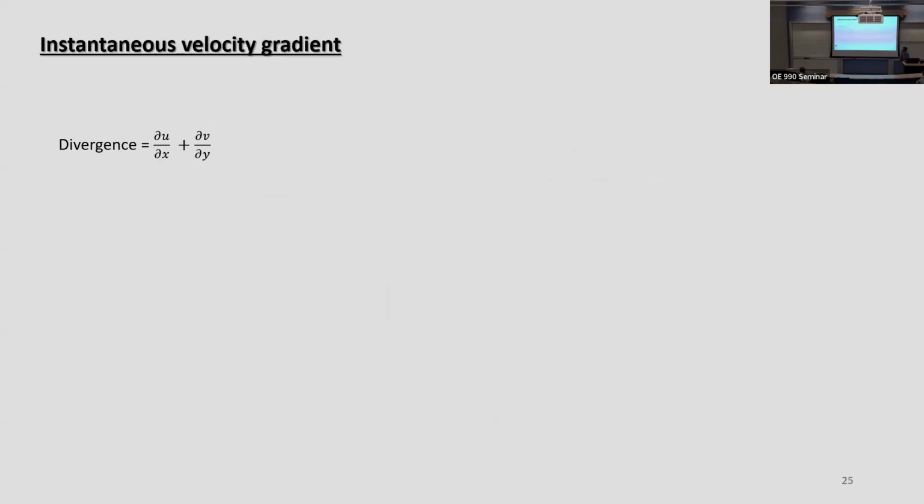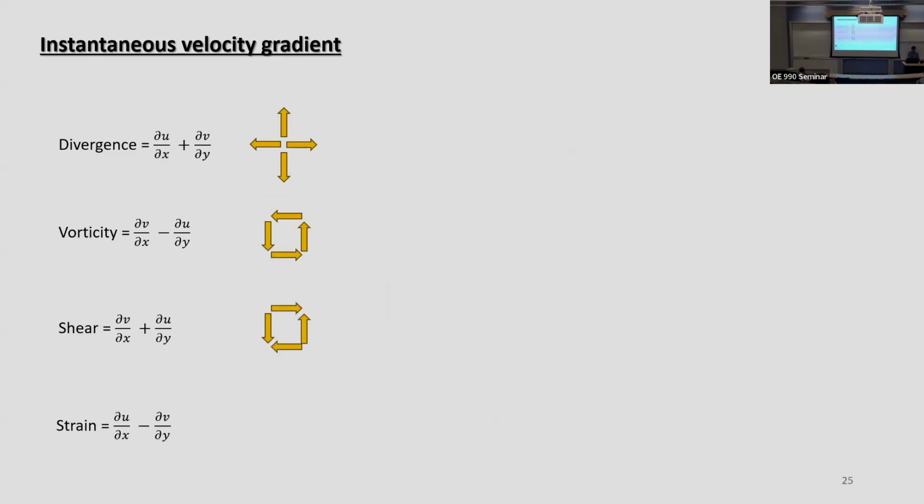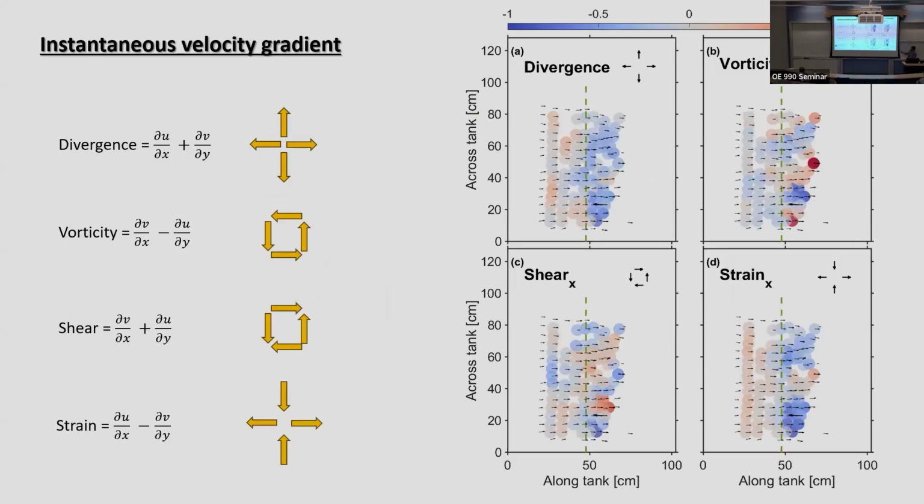Okay, moving on. So what would the instantaneous velocity gradient look like? What do we do with it? What do we do with del U/del X, del U/del Y? We calculate different quantities, which give us surface divergence, surface vorticity, surface shear, and surface strain. And this is it. This is a single snapshot. The arrows show the direction and the magnitude of the velocity. The color map shows divergence, vorticity, shear, and strain, all normalized between -1 and 1. So this is one instant, one snapshot.